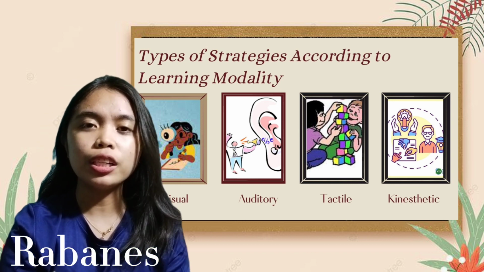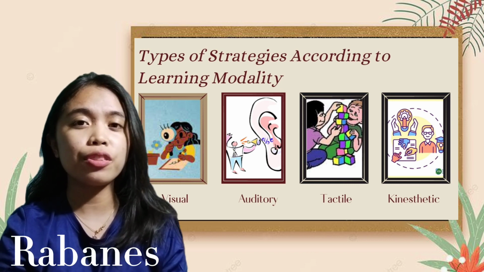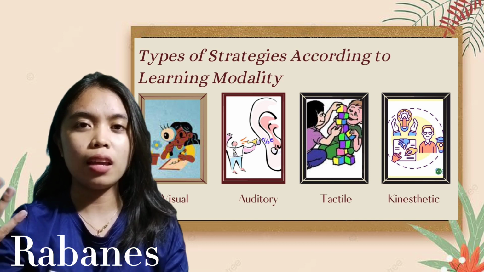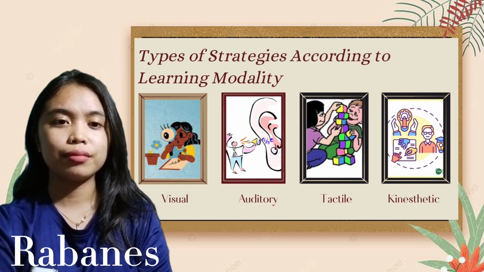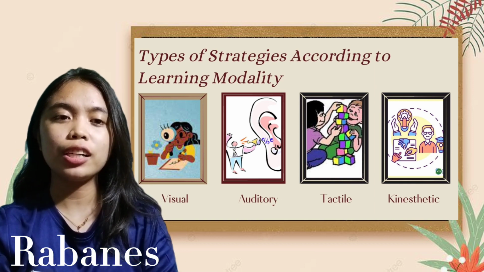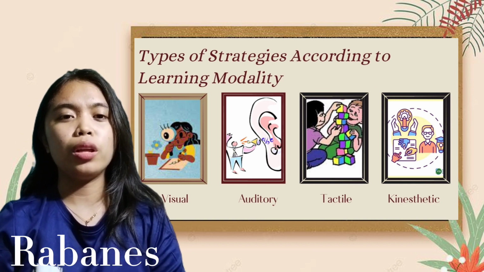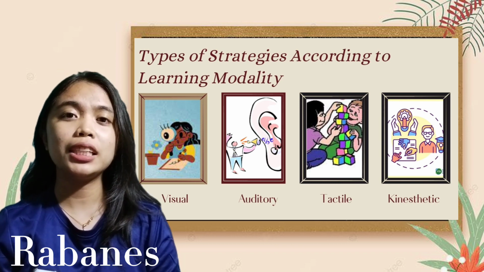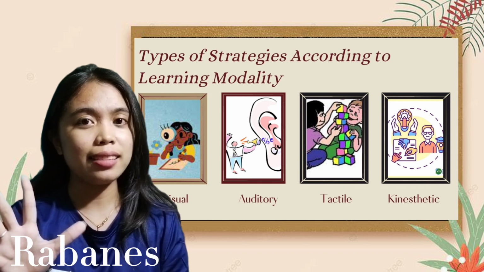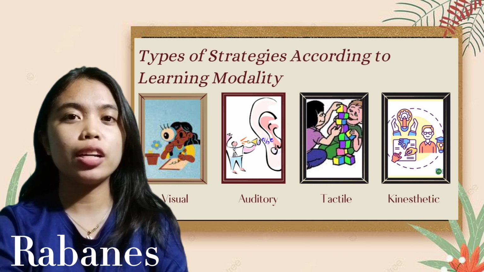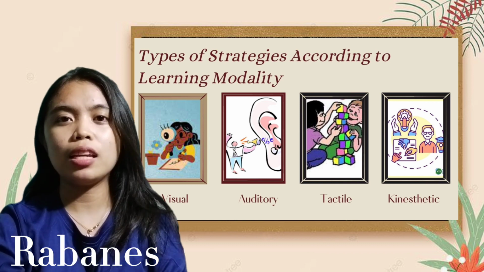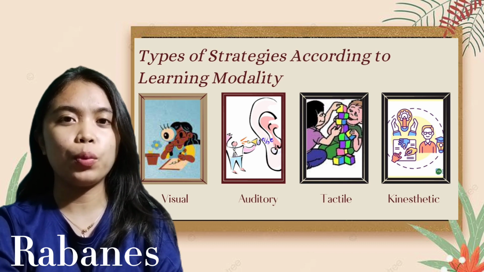So for auditory learners, they use their ears. For kinesthetic learners, they like to learn things when they are physical. So for kinesthetic learners, they use their whole body. And lastly, for tactile learners, they understand best when they can physically touch things. So for tactile learners, they use only their hands. When incorporating strategies with learning modalities, we can use these specific activities or tasks for our learners.